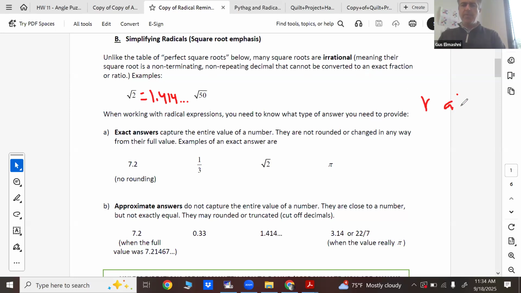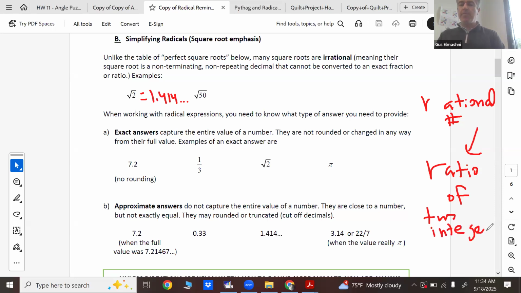Does anyone know the definition of a rational number? I know you guys learned it in middle school. Anyone know how a rational number is defined? Kira, do you know? I have no idea. Okay, I'll tell you guys. It's really simple. It's kind of a play on words. It's a ratio of 2 integers. That's a rational number.